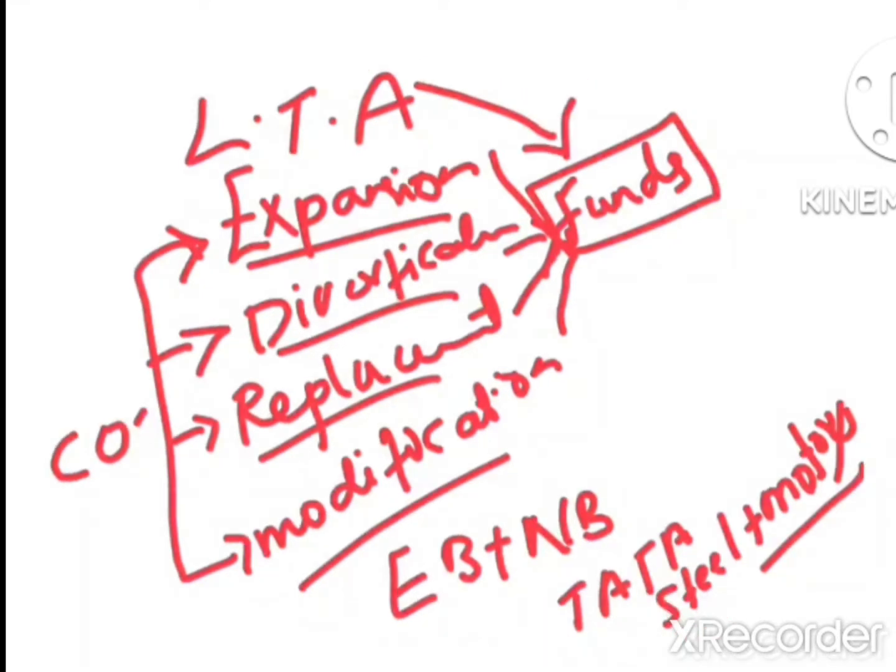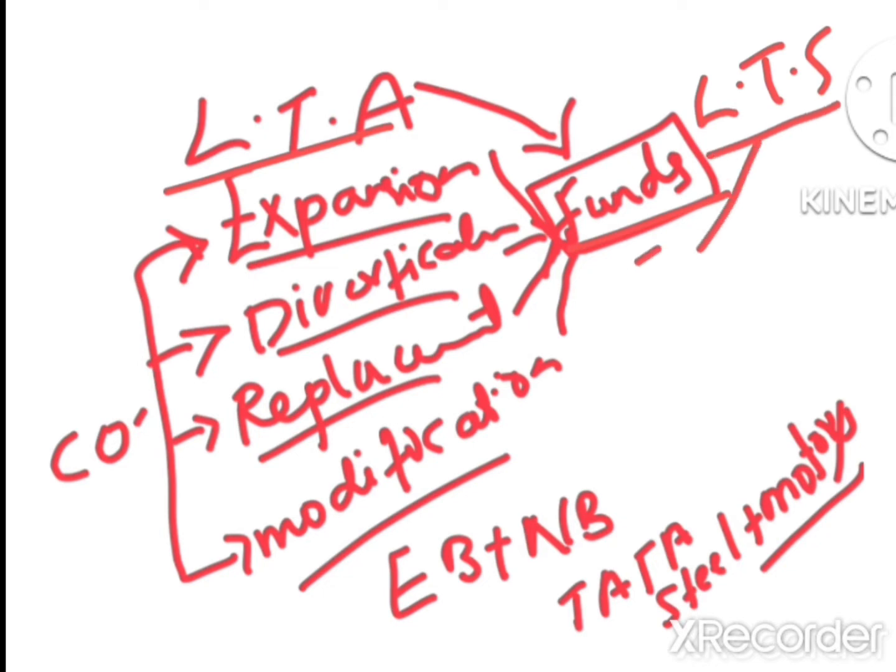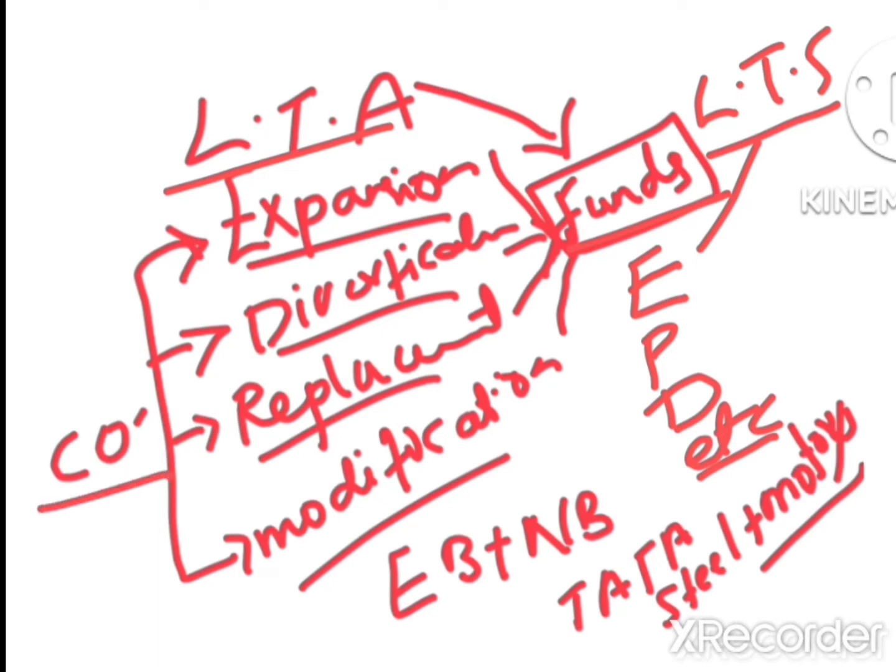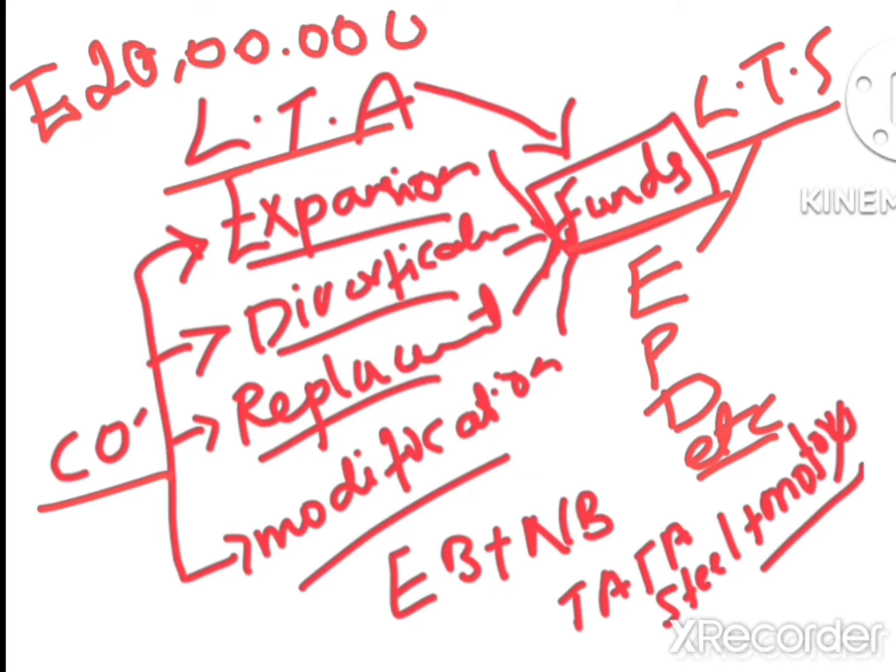And how does the company raise these funds for its long-term activities? Through long-term sources. Under long-term sources, your equity shares come, your preference shares come, your debentures come, and other sources of long-term finance come. Suppose a company requires funds of rupees 20 lakhs, for the expansion of business. The whole 20 lakhs the company may raise by using only equity.